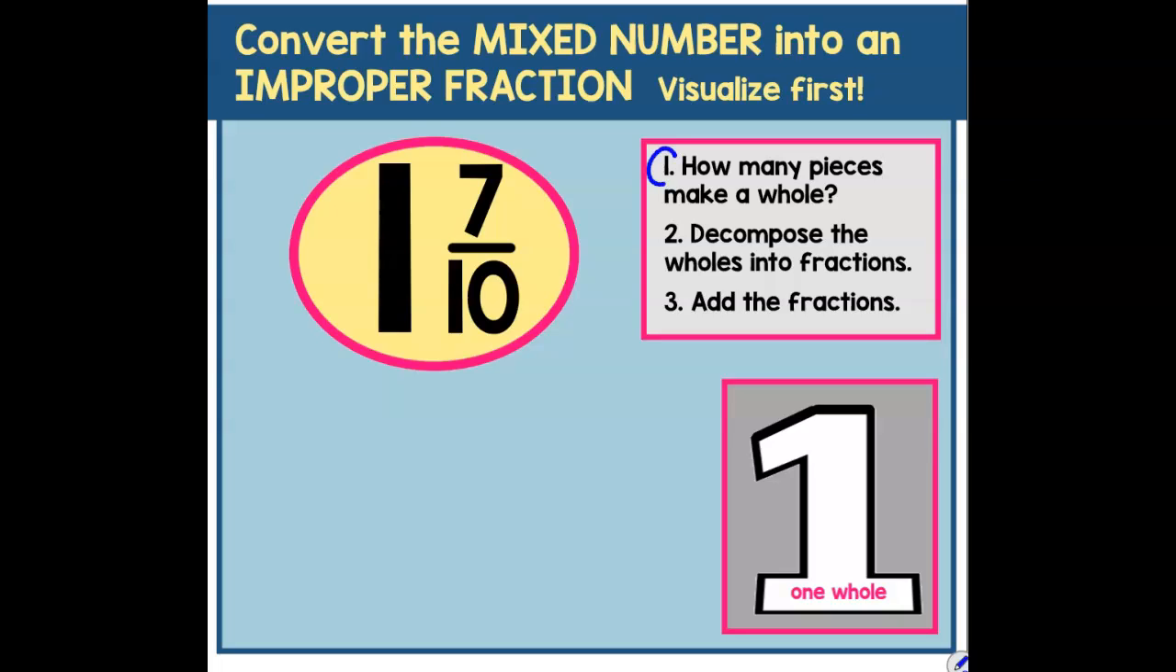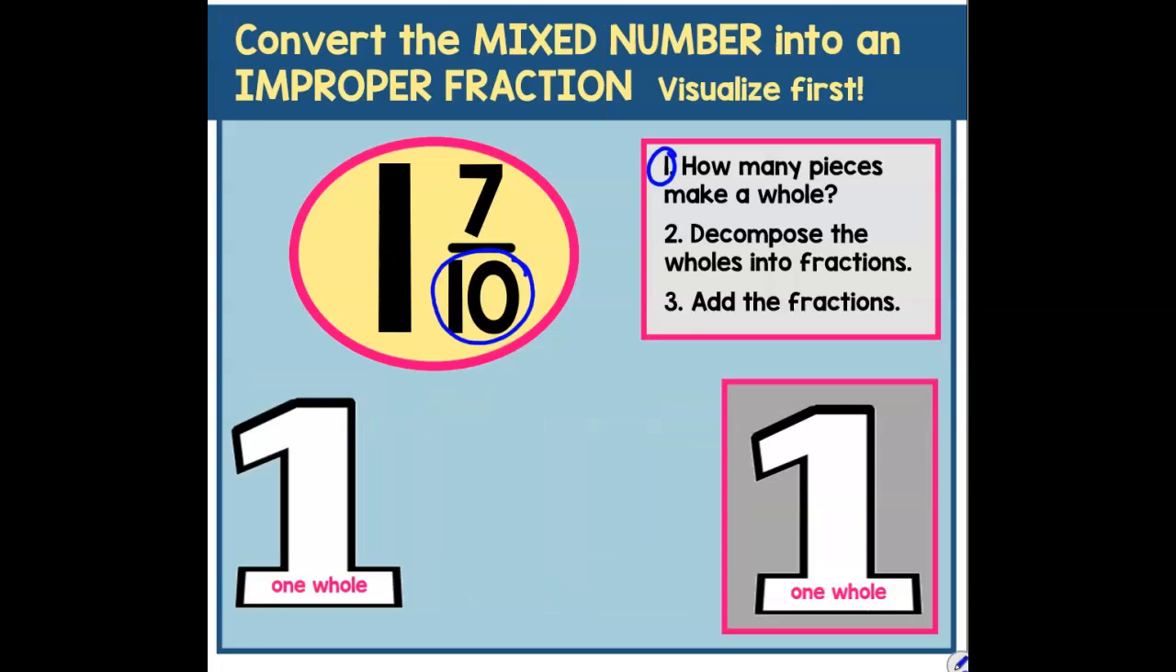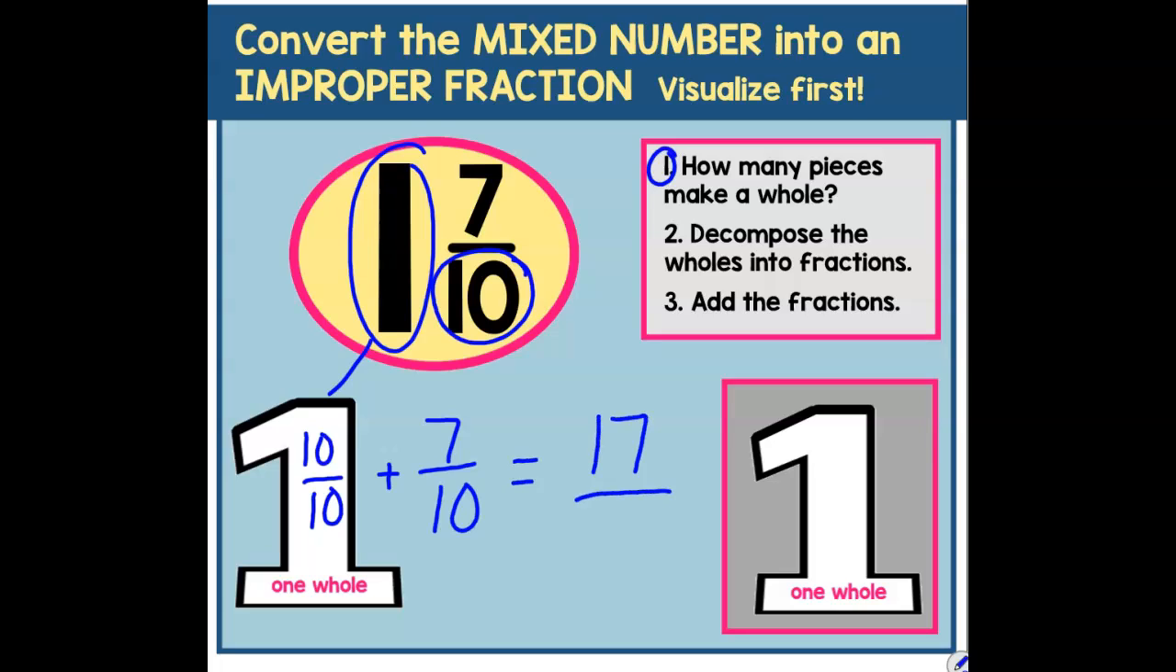Well, my first thing is, how many pieces do I need to make a whole? My denominator is 10. That means I need 10 pieces out of 10 to make 1 whole. So first I'm going to decompose my 1 whole into 10 tenths. Now I still have 7/10 that I haven't used, but it's not enough to group together to make a whole. So I have my 10/10 plus my 7/10 for a total of 17/10, which is the same as 1 1/10.